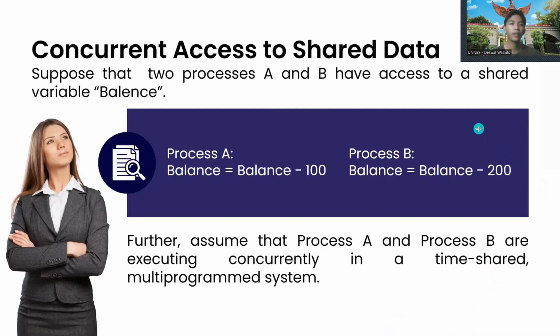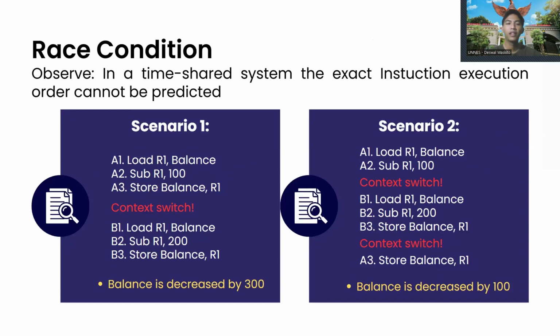Concurrent access to shared data. Suppose that two processes A and B have access to a shared variable balance. Process A is balance equals balance minus 100, and the process B is balance equals balance minus 200. Further, assume that process A and process B are executing concurrently in a time-share multi-program system. This situation can cause problem as both processes attempt to change the value of the balance variable concurrently without proper synchronization. This is caused by a race condition.